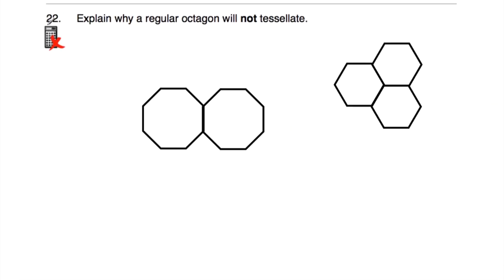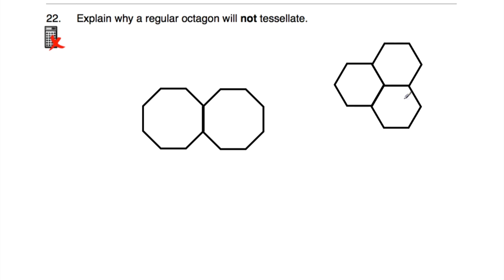Okay, let's have a look at our next question, question number 22. So question number 22 says, explain why a regular octagon will not tessellate. So the word tessellate means to fit together without any spaces. So for instance, if you've got squares, you can fit them together perfectly and there's no gaps between them. Or if you had equilateral triangles, you can fit them perfectly together and there won't be any spaces between them.